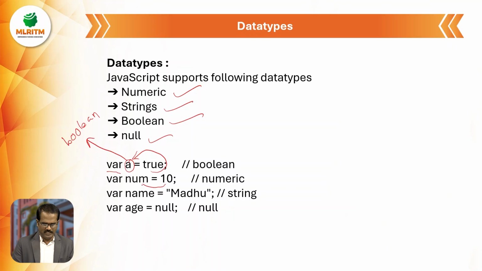Here we assign 10 to num, so num is a numerical type variable. Here the string Madhu is assigned to name, so name is a string type variable. Here null is assigned to age, so age is treated as the null data type. These are the different data types supported by JavaScript. Along with these, the data types supported by the Java language are also supported by JavaScript. Here we mentioned a little bit.